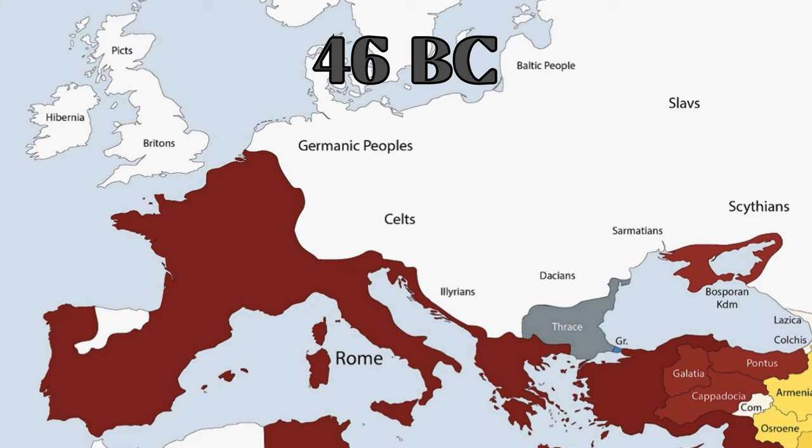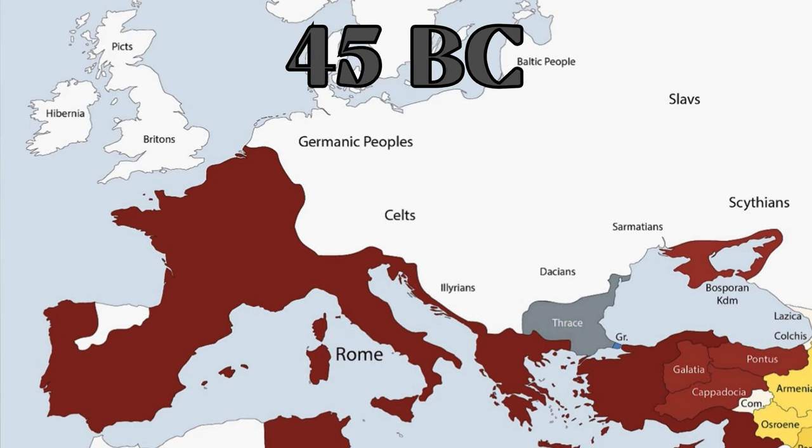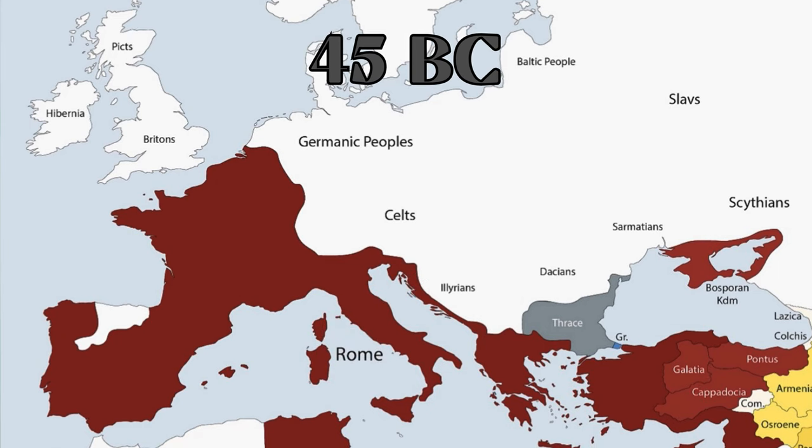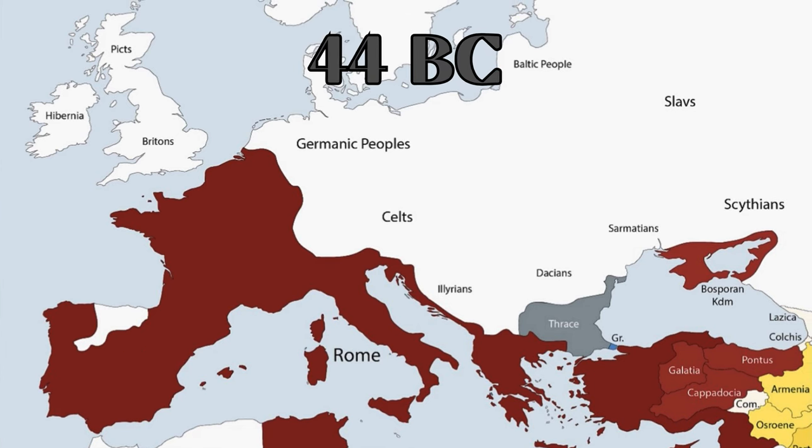46 BC, the Battle of Thapsus took place, and Caesar was declared dictator. 45 BC, Caesar defeated Pompey's supporters in the Battle of Munda. 44 BC, the Senate declared Caesar dictator for life, and he was assassinated, triggering the Third Roman Civil War.